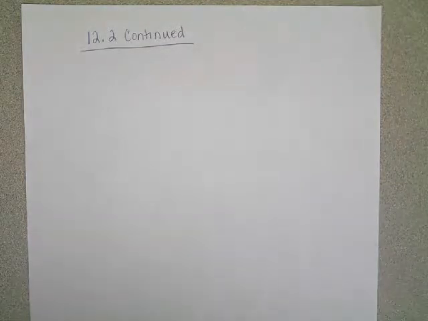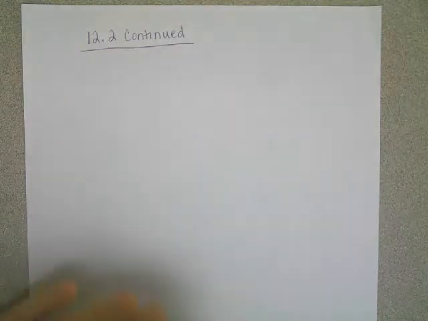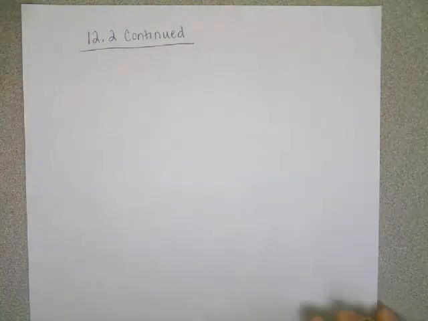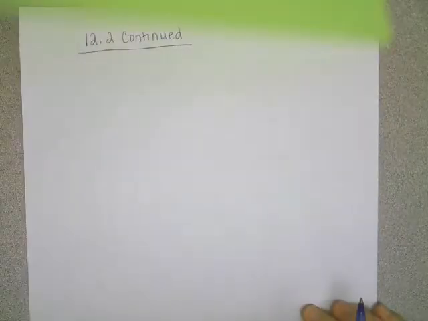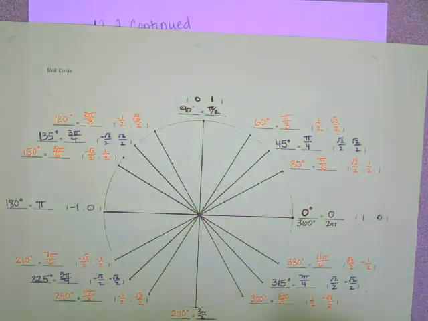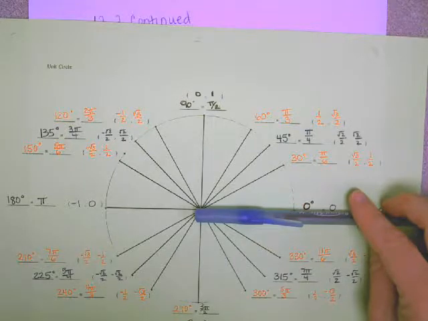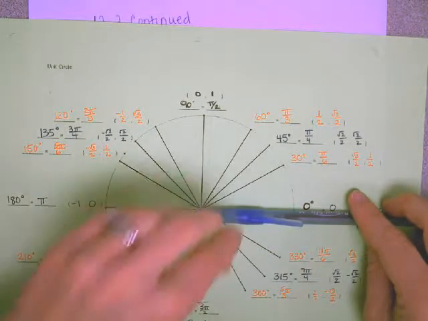Today we're going to continue 12.2 notes. We were talking about the unit circle and discovering all the relationships. Today I want to talk about angles that are in standard position. Whenever you're measuring from your unit circle, you will always start on the positive x-axis and you will calculate counterclockwise.